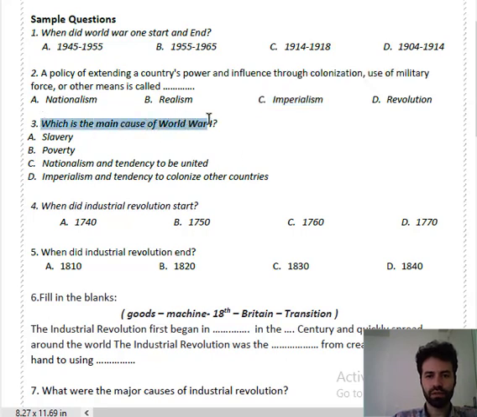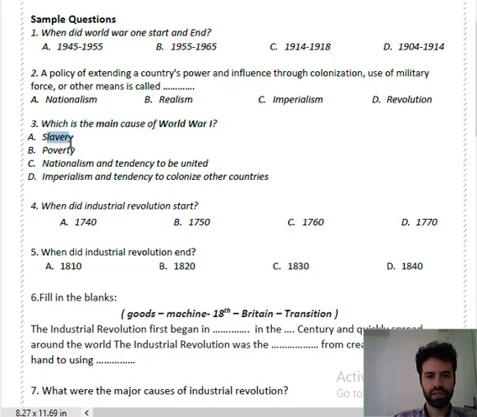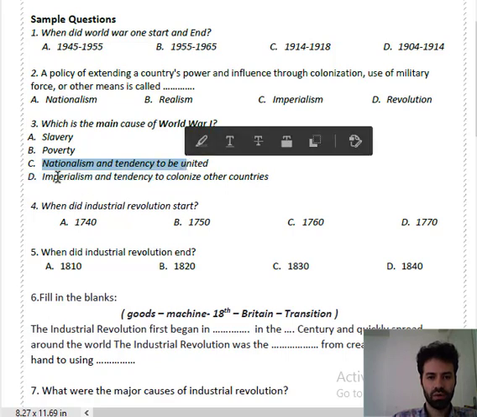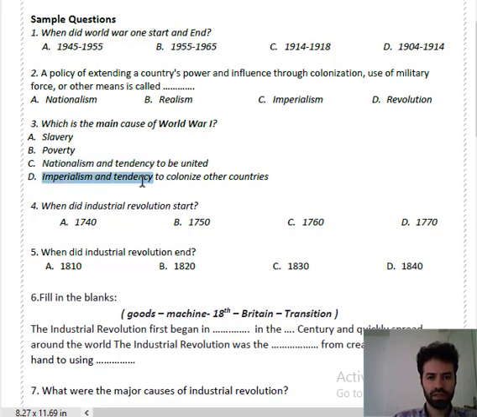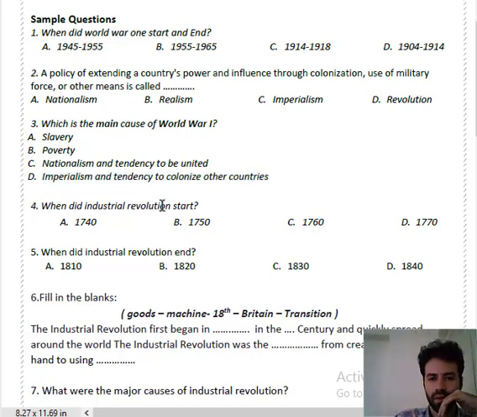Which is the main cause of World War I? A. Slavery, B. poverty, C. nationalism and tendency to be united, or D. imperialism and tendency to colonize other countries. So which one do you think? Excellent. C is correct. Imperialism and tendency to colonize other countries.